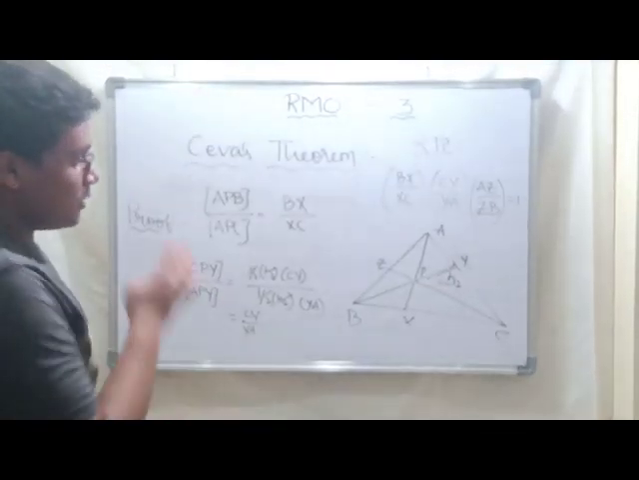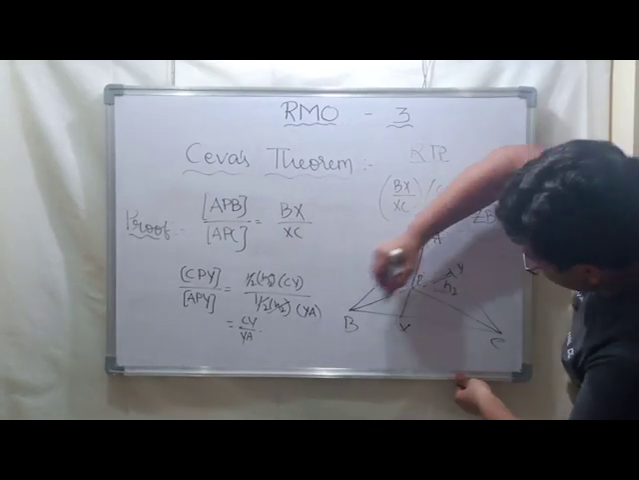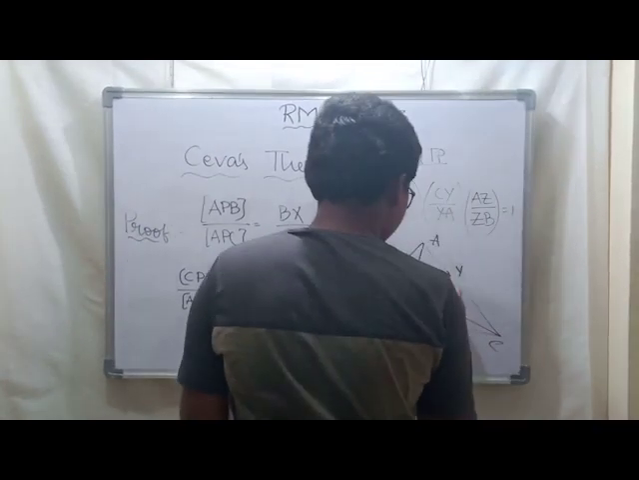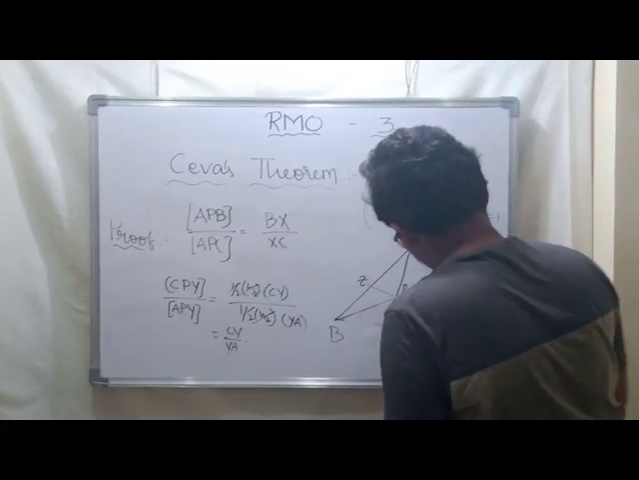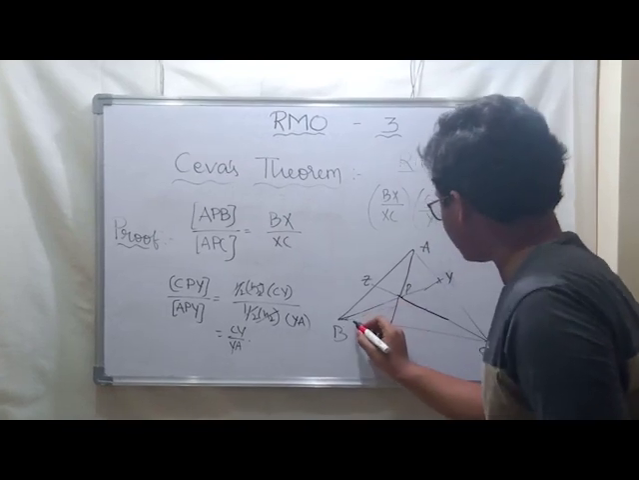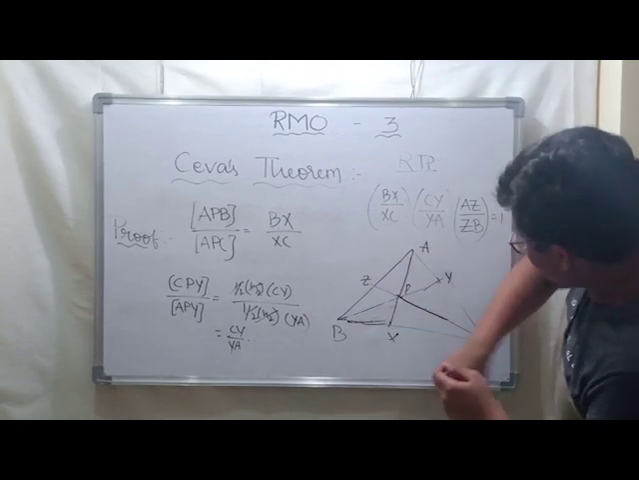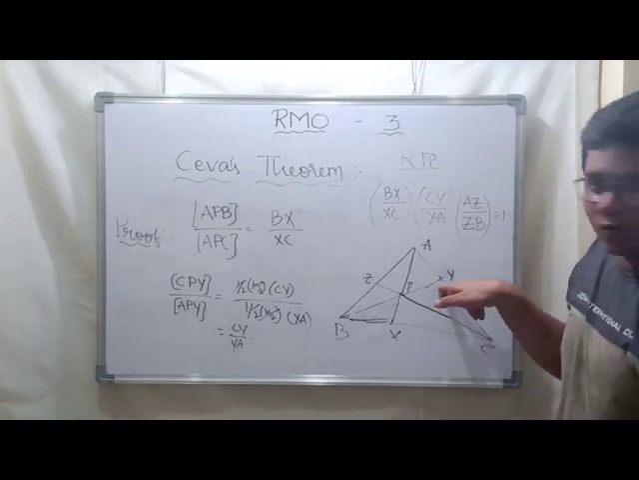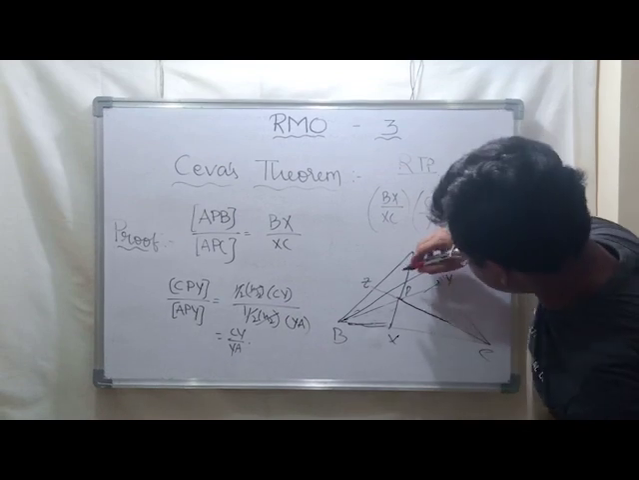We got this one. Again we will take this triangle BCY. The heights of these two triangles, BCY and BAY, are the same. We will take that height as H3.